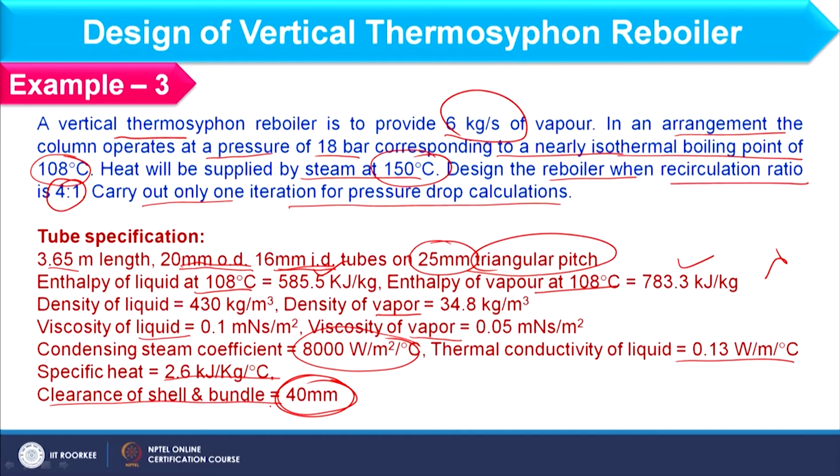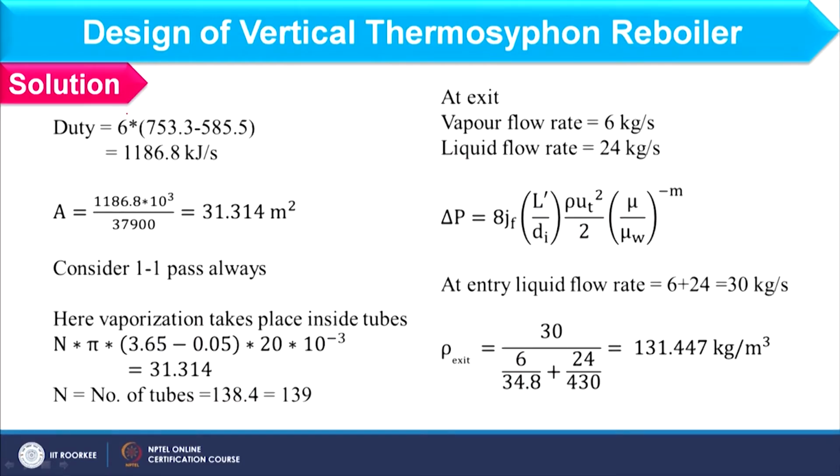In this way the complete problem statement is given, and let us start the solution of this problem. First of all, as you know, for heat transfer equipment we find the heat duty. That will depend on how much vapor we have to generate and the latent heat. According to the problem we have 6 kg per second of vapor, and this is the latent heat. So a total of 1186.8 kilojoule per second, or we can say kilowatt, of heat duty is available.